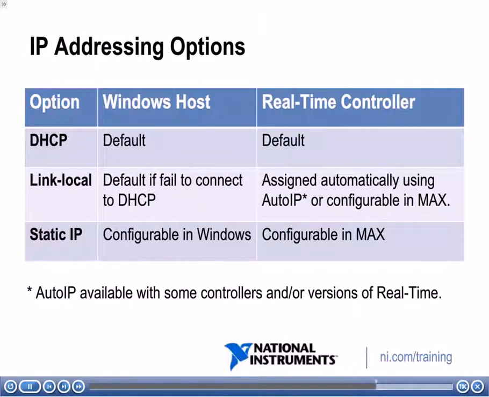in the Windows environment. Now let's talk about IP addressing options with a real-time controller. If you're using a real-time controller, usually by default it'll look for a DHCP server when you first connect it to a network. And again, if the real-time controller has an auto IP feature, it'll look for the DHCP server first, and if it doesn't find one, then it'll use a link local address instead, which is again 169.254.something.something. You can also assign a real-time controller a static IP if you prefer. The way you would assign a static IP address to a real-time controller is to open up MAX, or the Measurement and Automation Explorer, and manually assign the static IP address there.